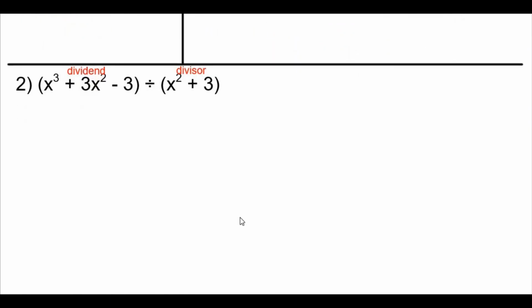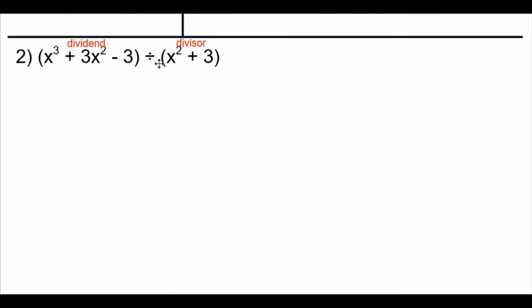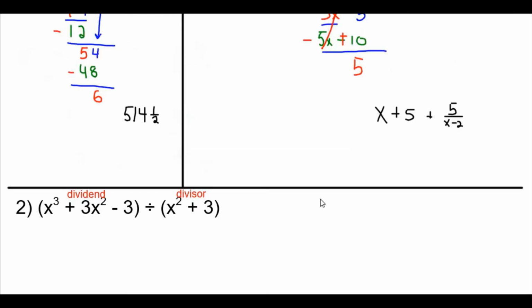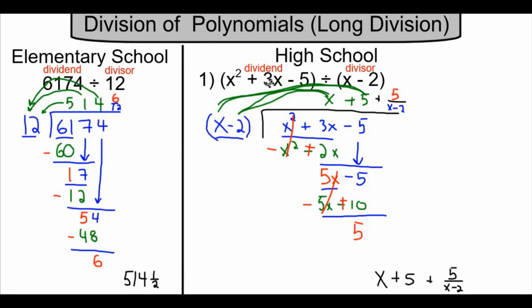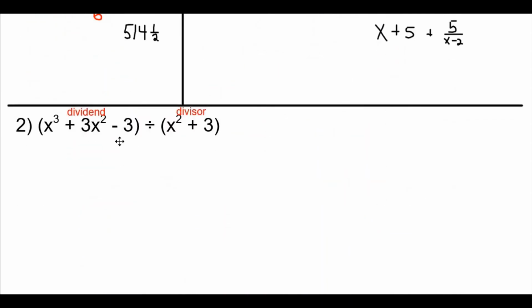Okay, so here we go. We have this one again. This one's a little different because there actually are things missing. So up here, we have everything we would need to have in our polynomial. But down here, there are terms missing. And the reason that this is important is in elementary school, like let's say this was 2,103. You actually have a zero to hold the tens place. But here, do you see how there's no x? You have to actually include it.